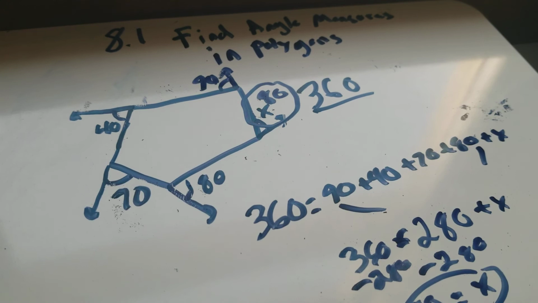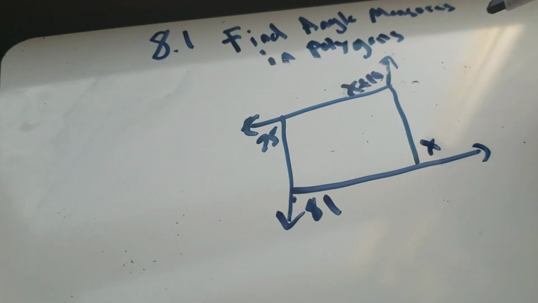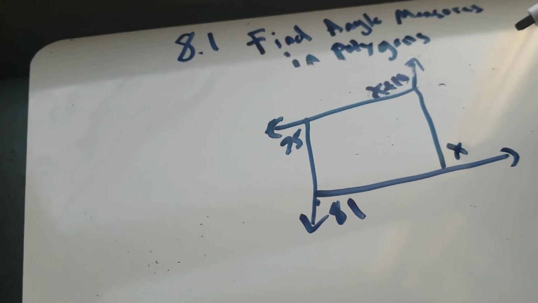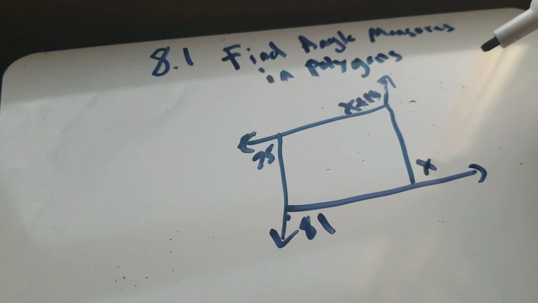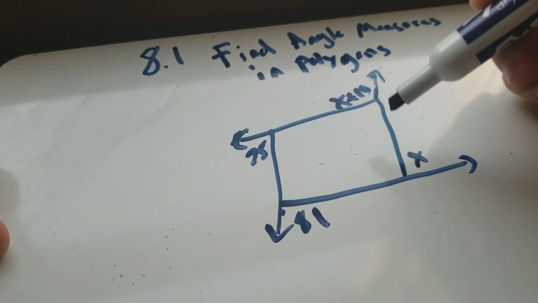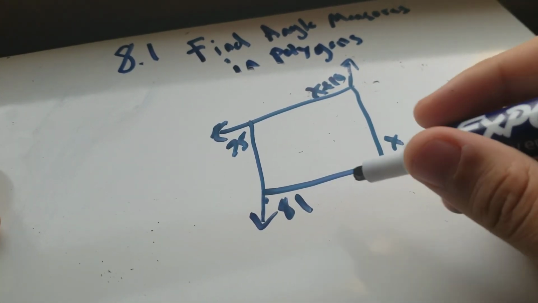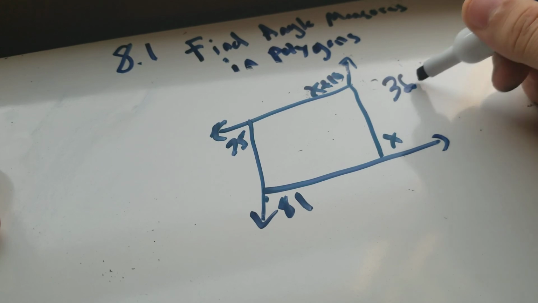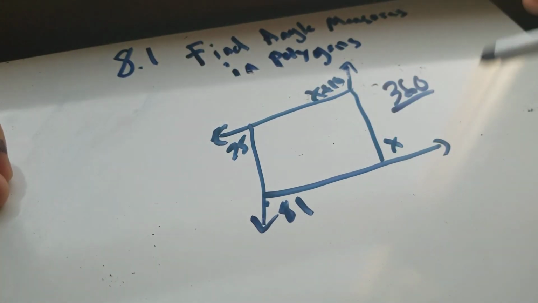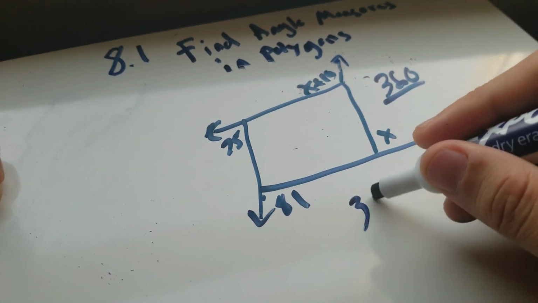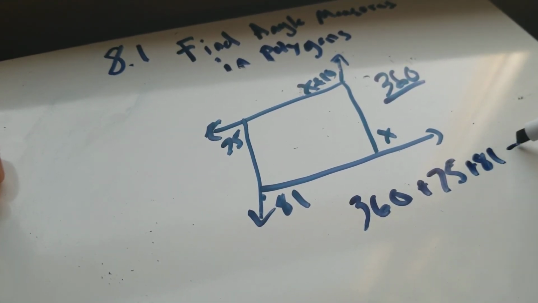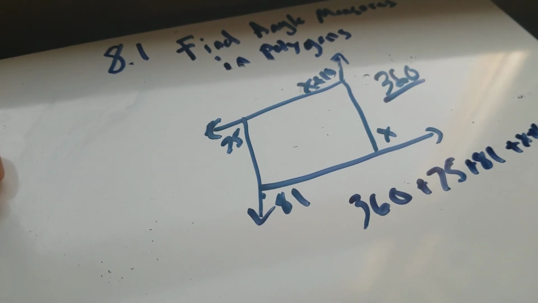I'll give one more example problem and then I'll assign the homework. All right, due to power editing, I just instantly drew this shape. This is a quadrilateral, a four-sided shape. So this is x plus 10, 75, 81, and x. So let's figure out what x is. Again, no matter what the shape is, the exterior angles, the outside angles, add up to 360.